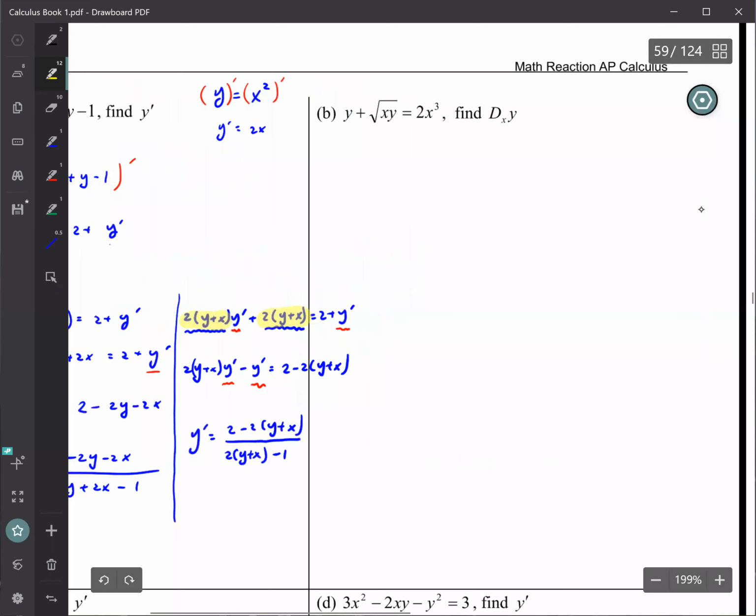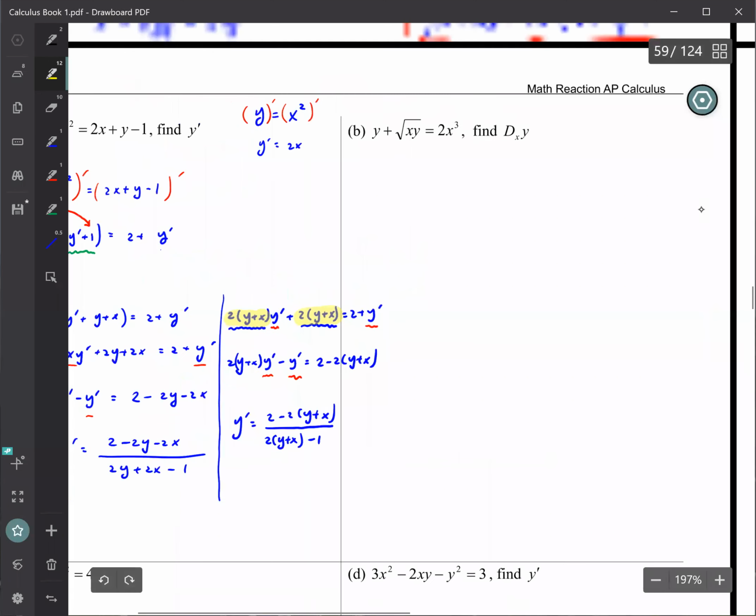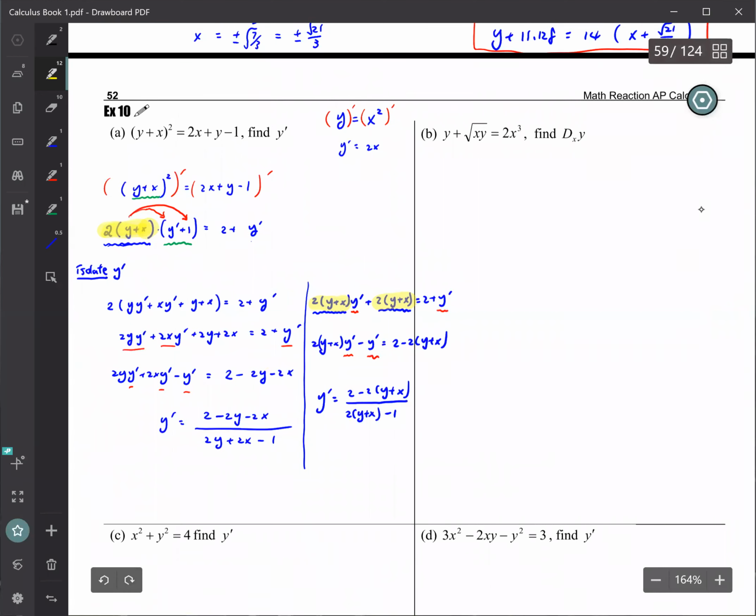Okay, question B will be similar to question A, right? Question A has a square, we have a square root, right? So square root is like having a half, right? So that means over there you need to apply the chain rule as well, okay? So I'll let you start first.